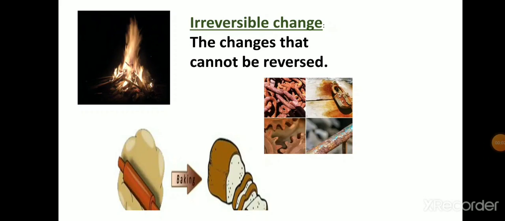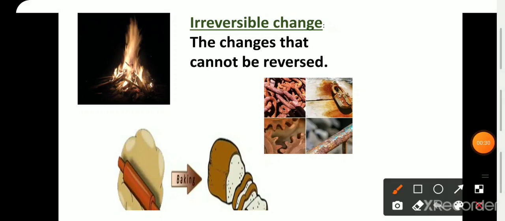Now the next change is irreversible change. So from the name itself we can understand that irreversible changes are the changes that cannot be reversed, or the changes which cannot be undone. So such changes are irreversible change. For example, burning of wood. Once the wood is burnt, we get ash, but we cannot get wood again from that ash. So burning of wood is an irreversible change.